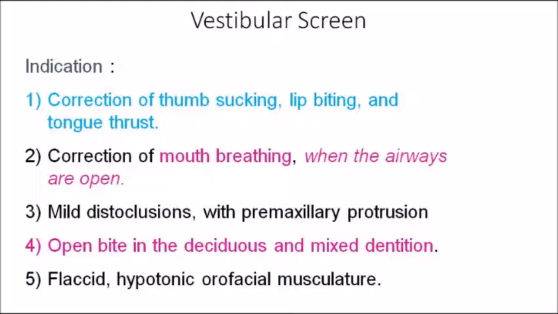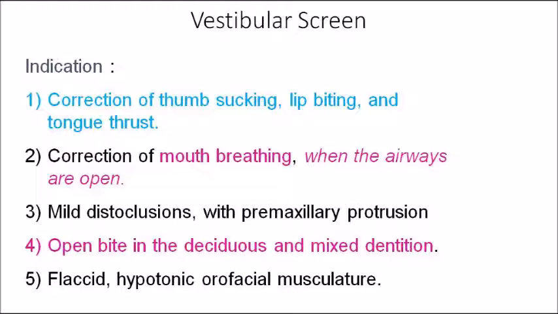So you should be able to differentiate why I am giving a vestibular screen to such a person, why I am giving an activator in that case, why I was giving a twin block. So you should be able to justify why we are giving that appliance, so that we can differentiate each case scenario and arrive at a proper decision.